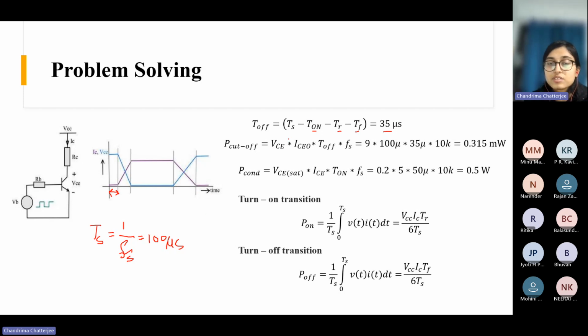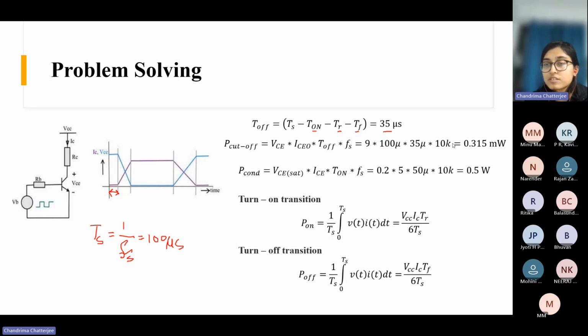During the cutoff time, the voltage is VCC, so 9 volt. Then ICEO is already given as 100 microampere, and the time we got as 35 microsecond. Along with that we multiply the frequency, because this quantity is the energy, and multiplying the frequency with the energy we get the power, that is P cutoff. You can see this is very small, 0.33 milliwatt, so we can ignore this value.